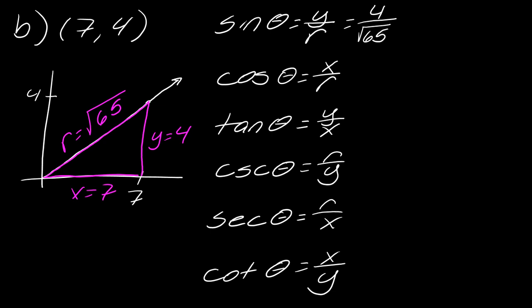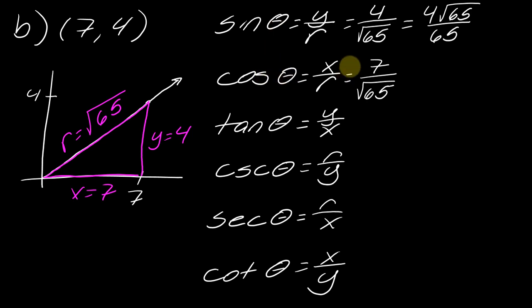Now, the thing with this one is, you do have to rationalize these. So I'm going to multiply the top and bottom by the square root of 65. By the way, I've got just a quick video on how to rationalize in case you forgot. So be sure to check that out. So this is going to come out to 4 times the square root of 65 over 65 now.